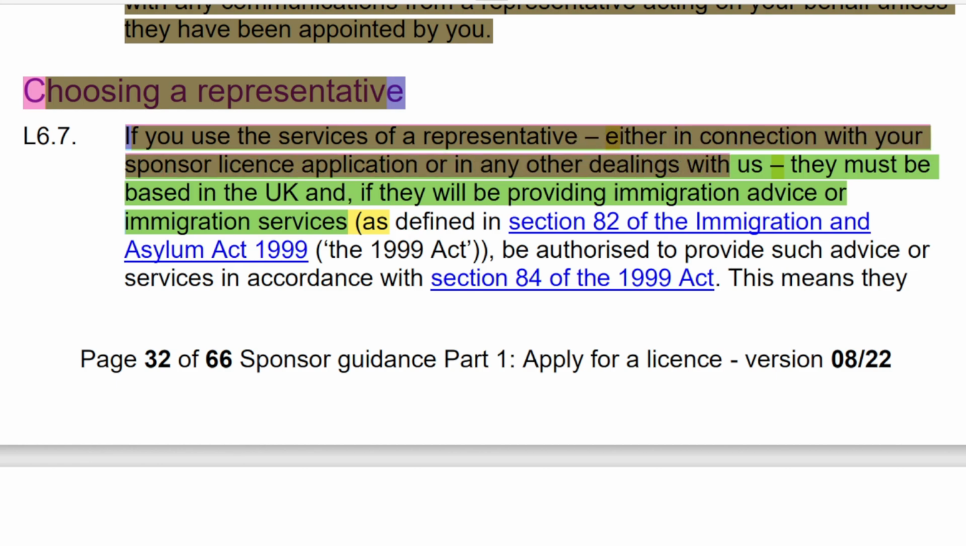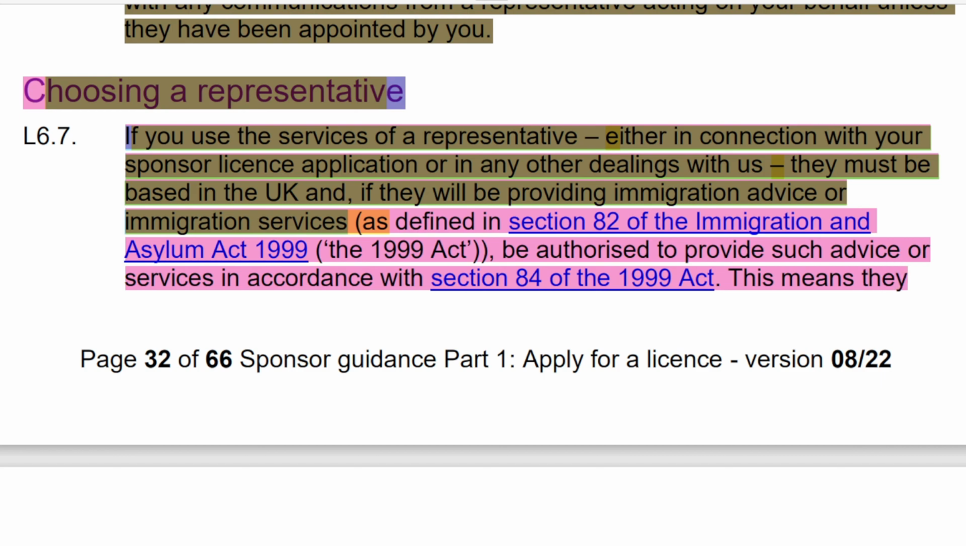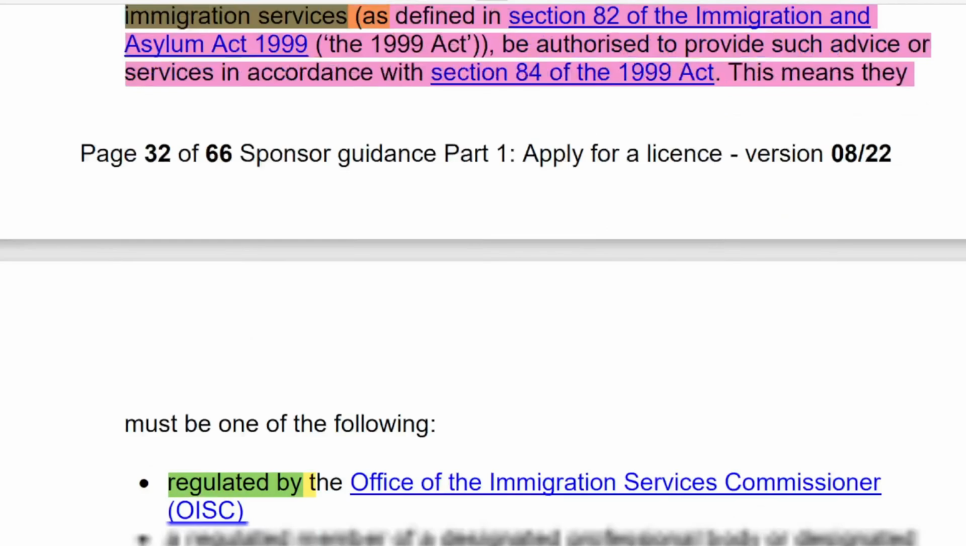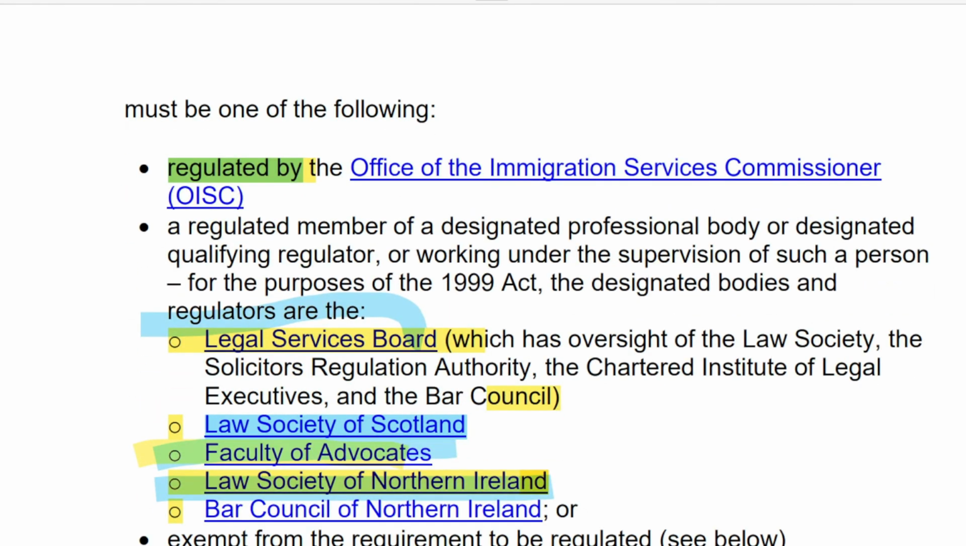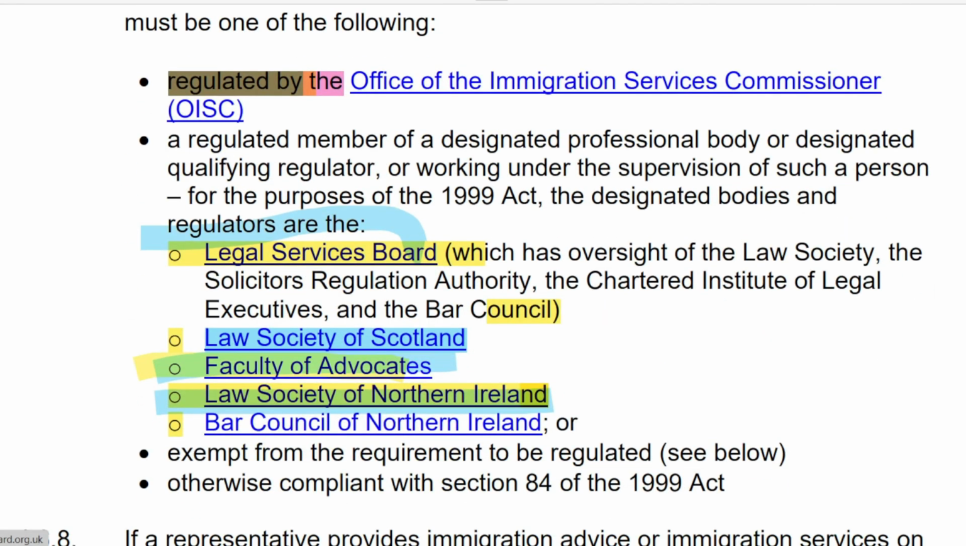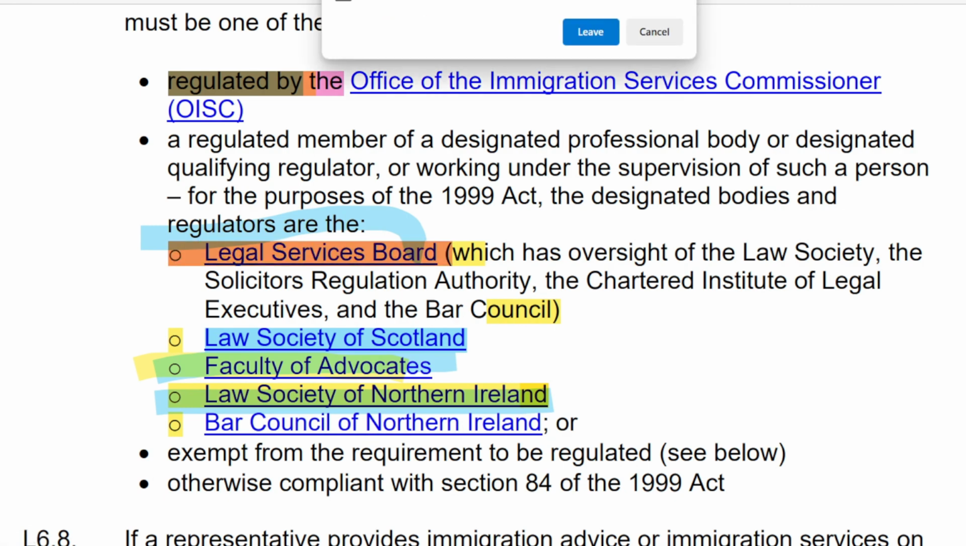Choosing a representative. If you use the service of a representative, either in connection with your sponsor license application or in any other dealing with us, they must be based in the UK. And if they will be providing immigration advice or immigration services, they must be authorized to provide such advice or services in accordance with the Act. This means they are regulated by the Legal Services Board, Law Society of Scotland, Faculty of Advocates, or Law Society of Northern Ireland or Bar Council of Northern Ireland.